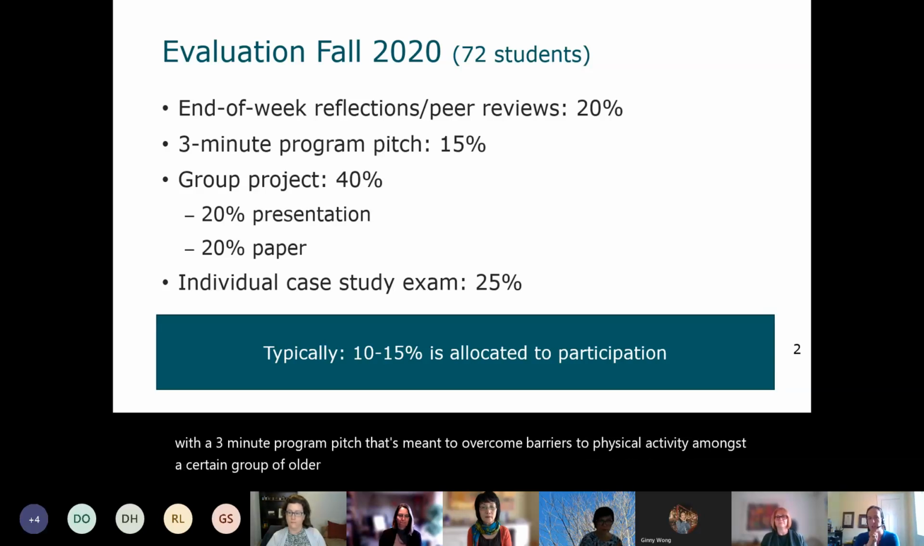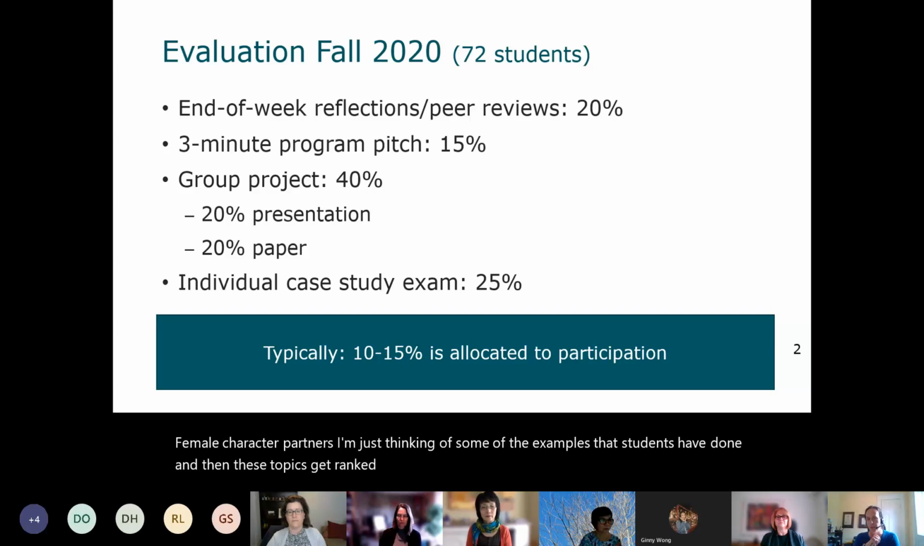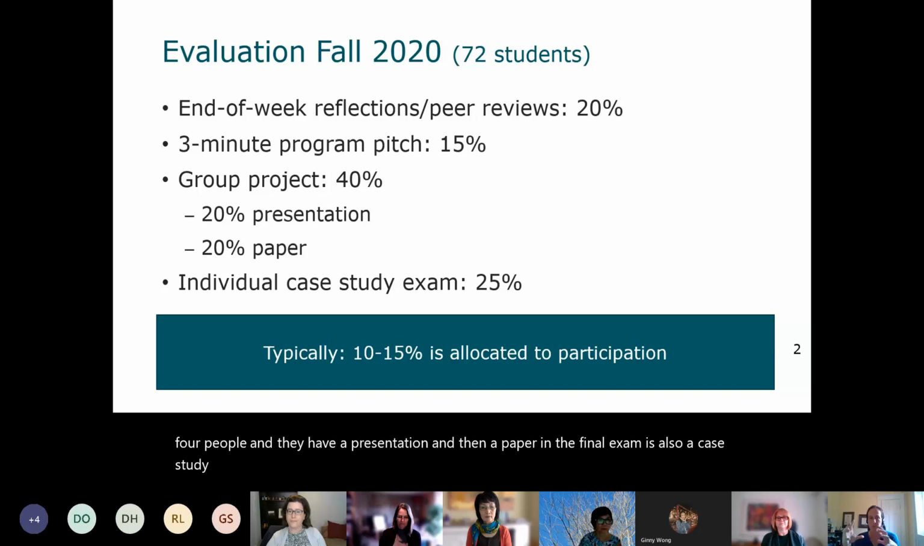And that includes people living in rural environments, people living with dementia, female care partners. I'm just thinking of some of the examples that students have done. And then these topics get ranked and people form groups around them, groups of 3 to 4 people, and they have a presentation and then a paper. And the final exam is also a case study. So figuring out, rather than a group of individuals, focusing in on an individual person and their barriers.